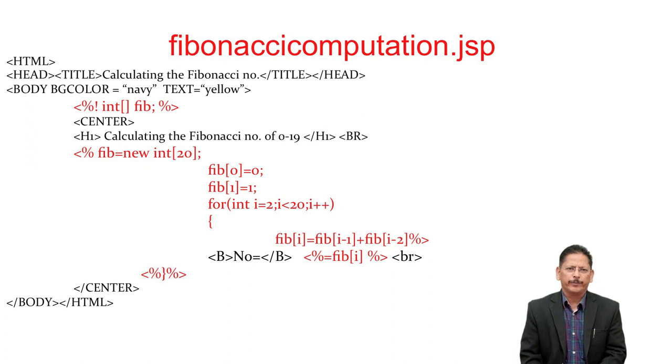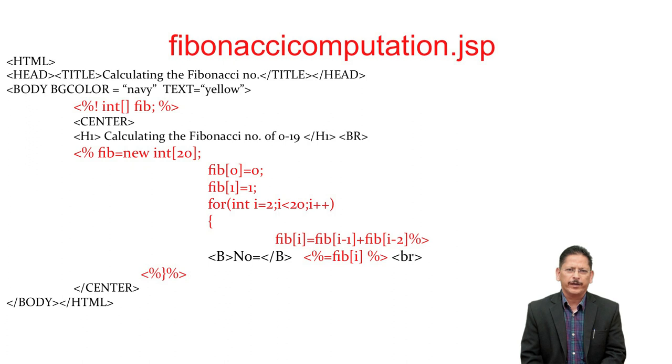Then heading 1 we have used here, computation, calculating the Fibonacci number of 0 to 19 we are calculating here, and it will be given in output also. So slash H1, heading is closed and BR tag is there. Now slash FIB equals to new integer 20.